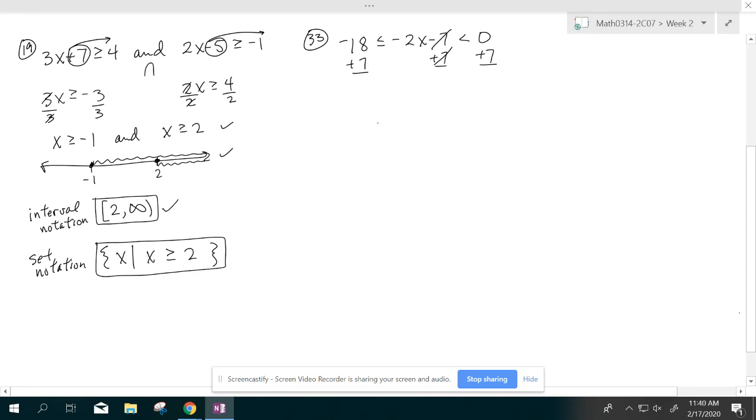So negative 18 plus 7? Less than or equal to negative 2x less than 7. And do y'all see how that moves me one step closer to getting x by itself? And now what do I need to do to get x by itself? Not add 2. And why is it divide and not add? Because it's understood multiplication. That's negative 2 times x. And so the opposite of multiply is divide.